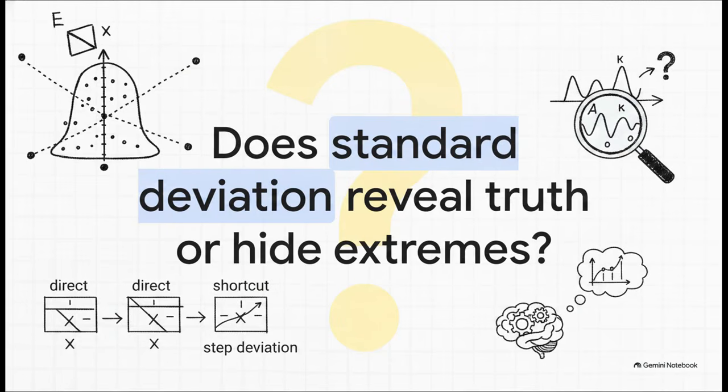Before we wrap up, I want to leave you with a final thought to ponder. We know standard deviation measures how spread out our data is, right? But because these formulas actually require us to square the deviations, those larger spreads end up carrying much more mathematical weight. So, if every dataset has outliers, does standard deviation reveal the true nature of the series, or does it just amplify the extremes? Understanding the how behind these formulas, whether you're using the direct, shortcut, or step deviation method, doesn't just help you calculate a number, it makes you a much sharper, more critical data analyst.